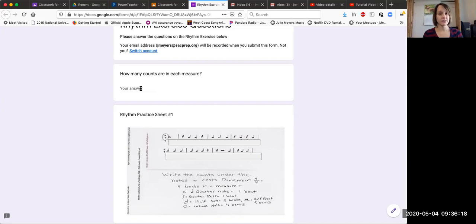You could type it in, or just number 4. You could type in the word 4. The answer needs to be 4. Okay, that's how many beats are in a measure here.